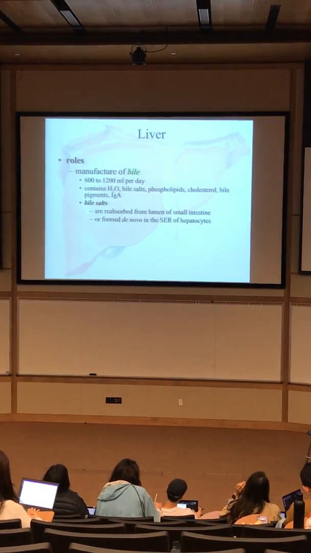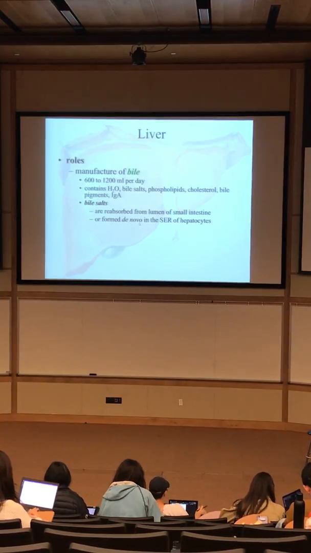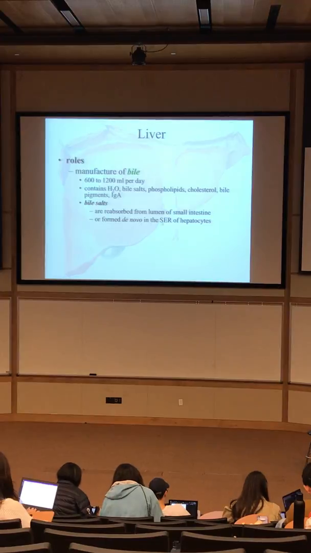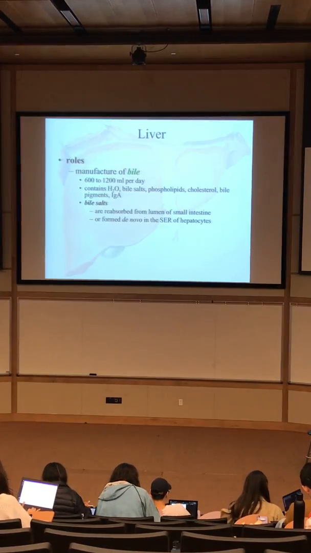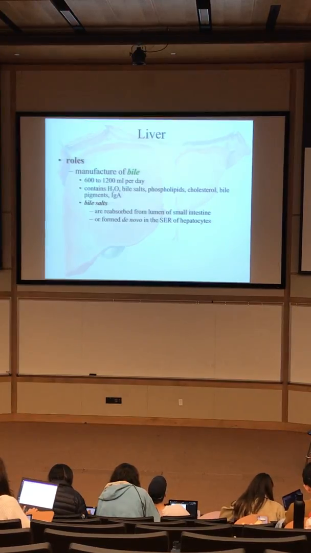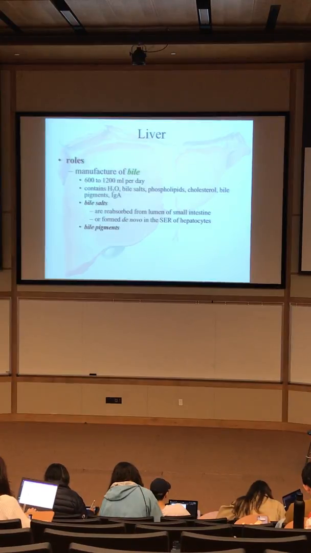Now, some bile salts are formed de novo, that means from scratch, not recycled, in the smooth endoplasmic reticulum of hepatocytes. So you have two sources of bile salts: one by the reabsorption of salts in the small intestine and then sent back to the liver and recycled, but you can also make new bile salts in smooth endoplasmic reticulum. We also have bile pigments. One of the main bile pigments is bilirubin.